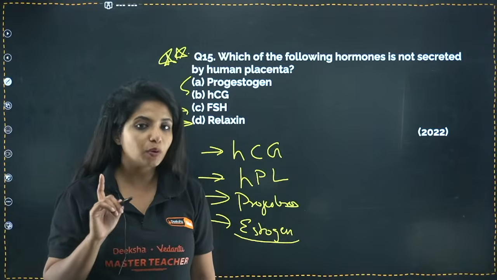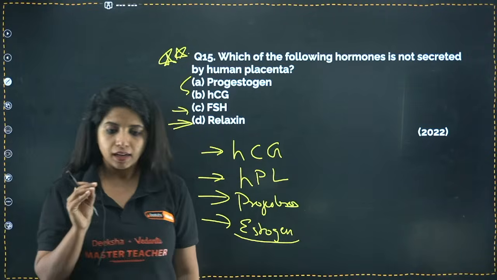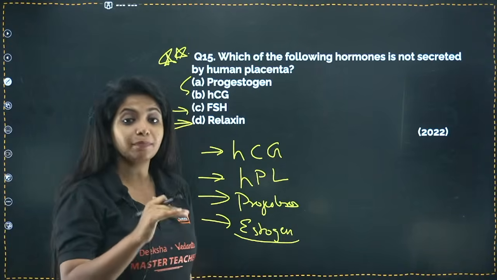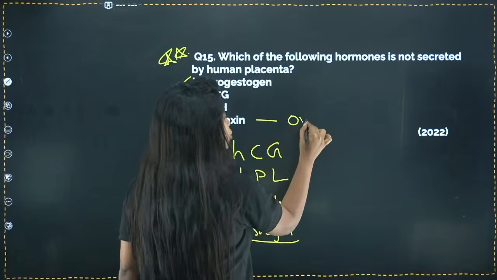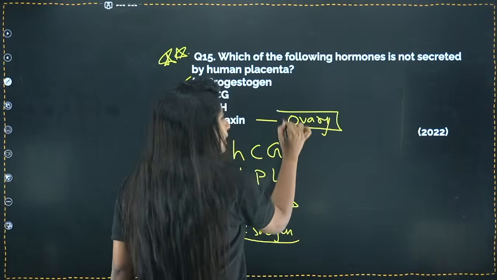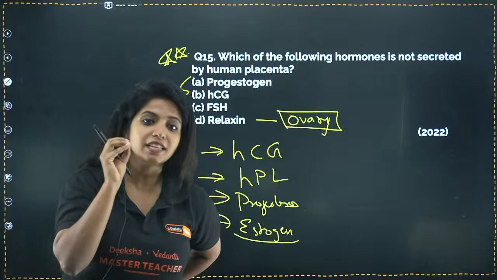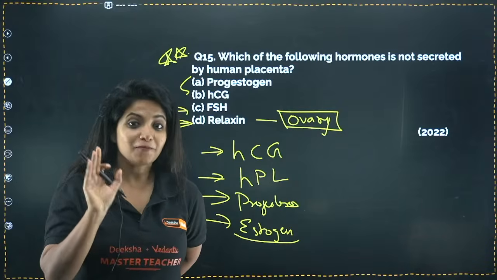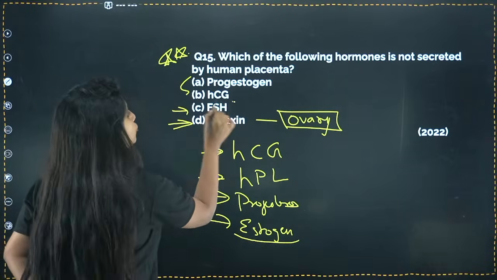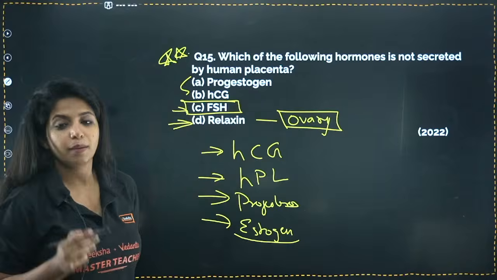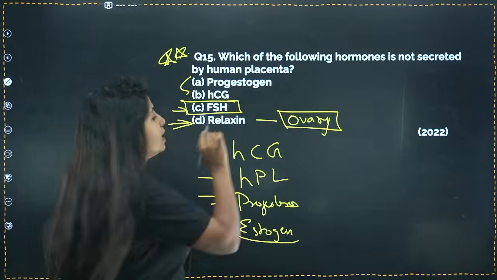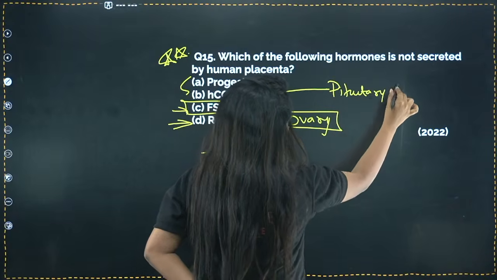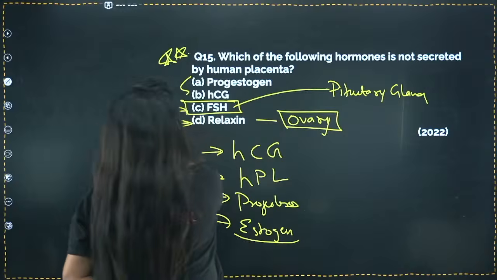Listen to me very carefully, okay? In your NCERT, it is said that relaxin is a hormone released by the ovary during the later phase of pregnancy. But in reality, it is initially secreted by the placenta also. Which is why FSH would be the answer for this particular question, because FSH, follicle stimulating hormone, is not going to be released by placenta for sure. It is released by the pituitary gland. So your answer for this question is C.